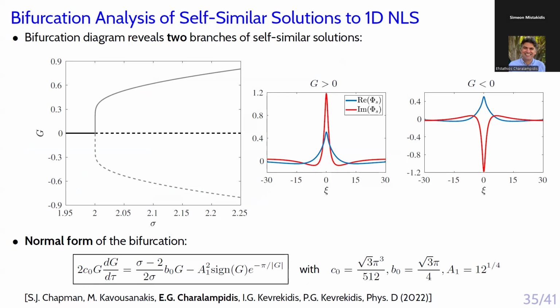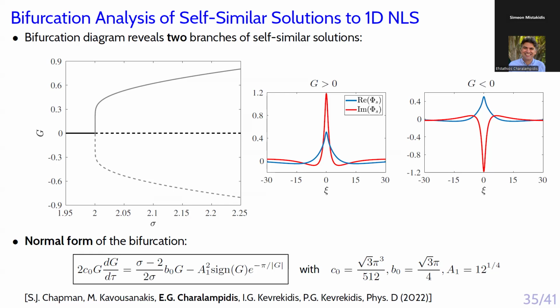So the solution when G equals 0, that is the solitary branch. When sigma equals 2, the solution becomes unstable, and then it gives birth to those two branches that are the blow-up branches shown here, the real and the imaginary parts. So what we did a couple of years ago was tracking down the simplest ODE that can describe this bifurcation.